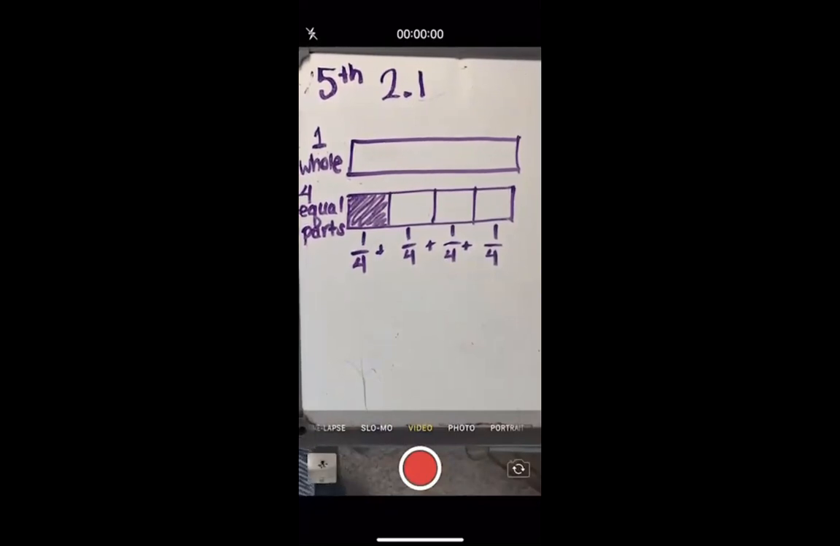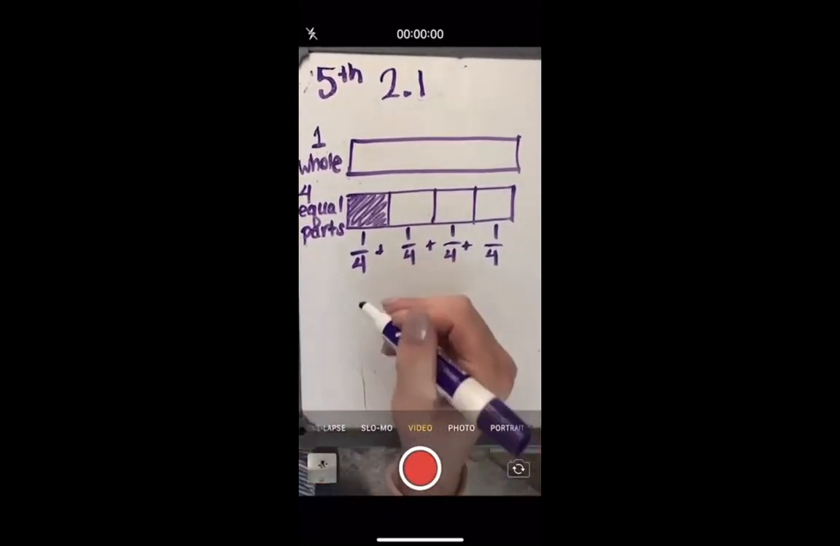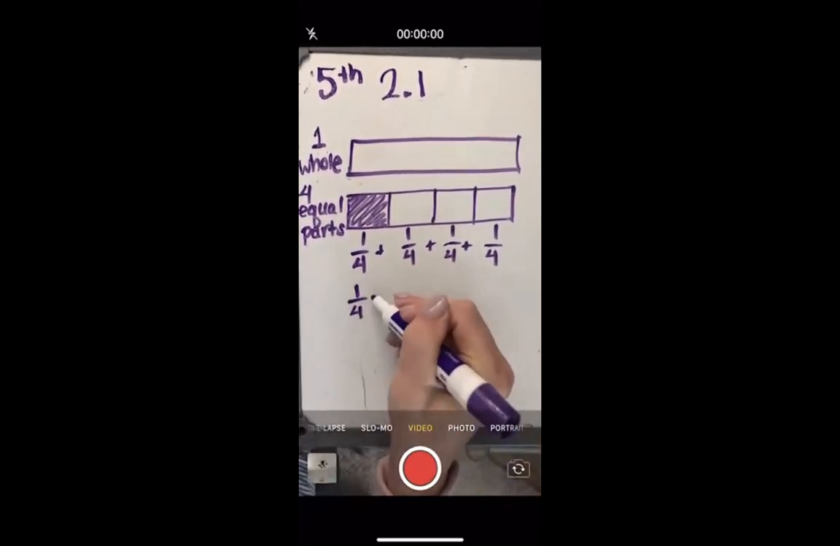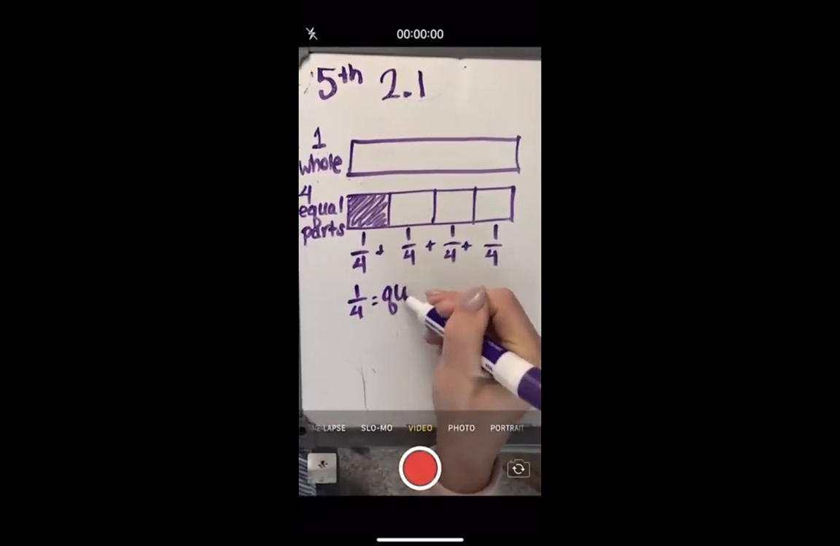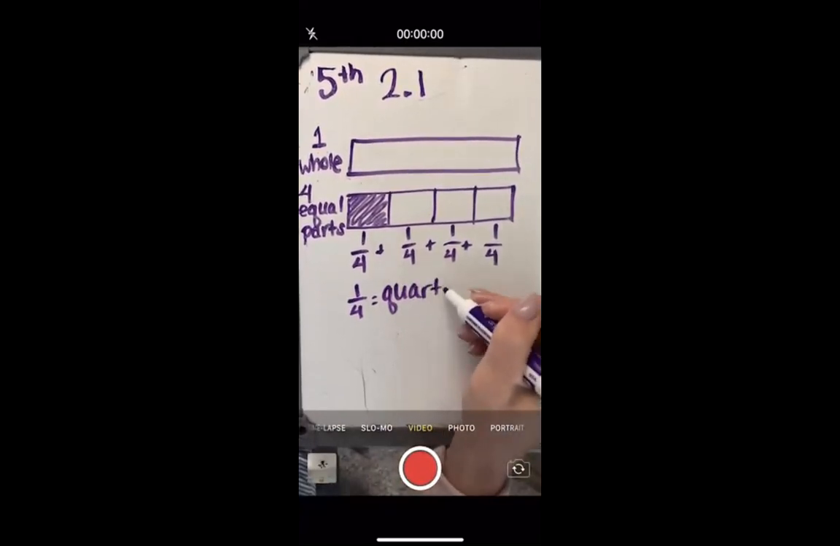One really easy way to think about fourths is to think about quarters. You guys are good with money, especially quarters, right? 1/4 is a quarter. Does anyone have an idea as to why I would say 1/4 is a quarter? Why would that make sense? It's because if you take 100 and divide it into 4 parts, you get 25. And 1/4 is 25 cents.